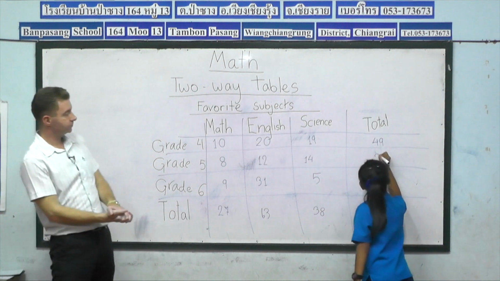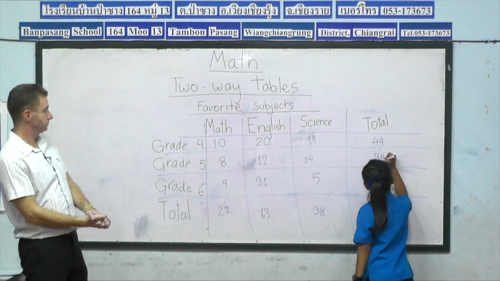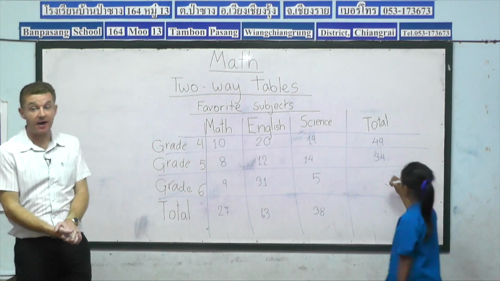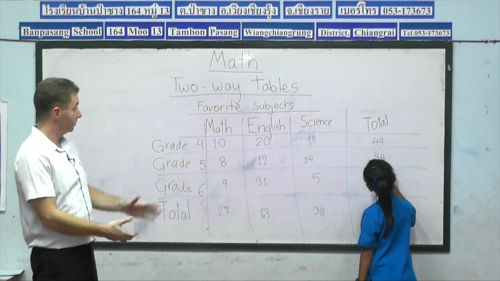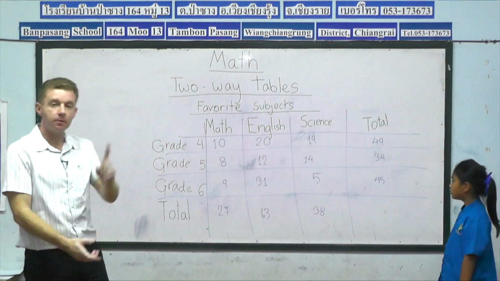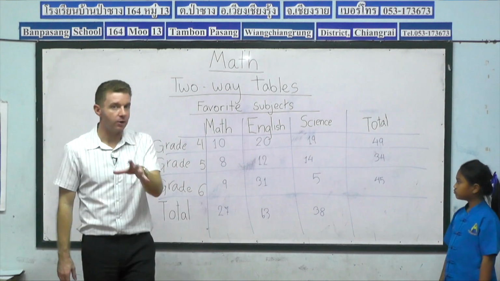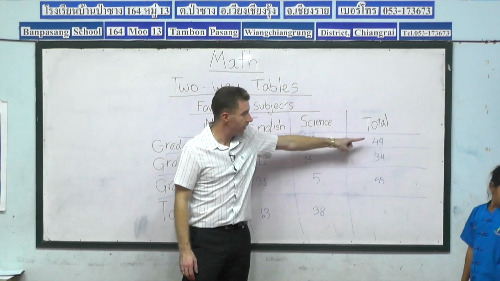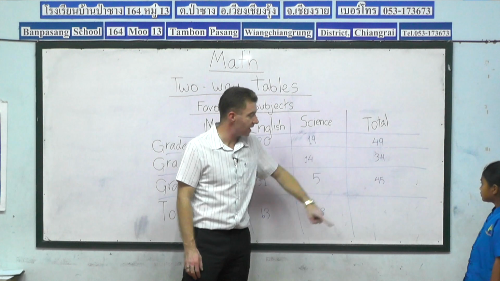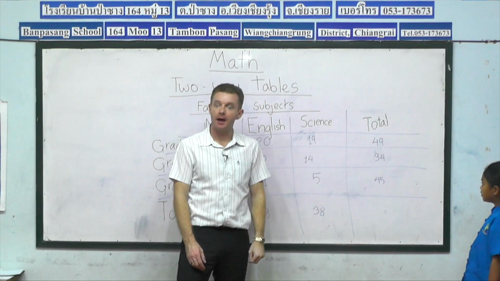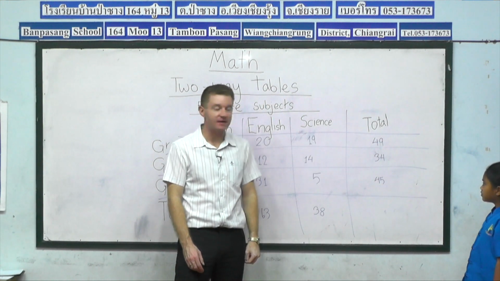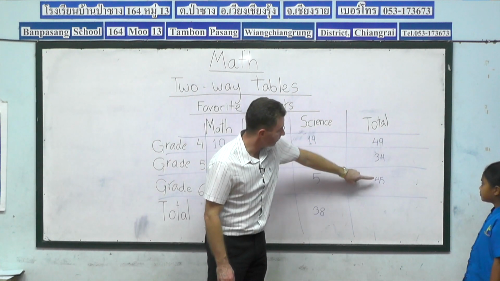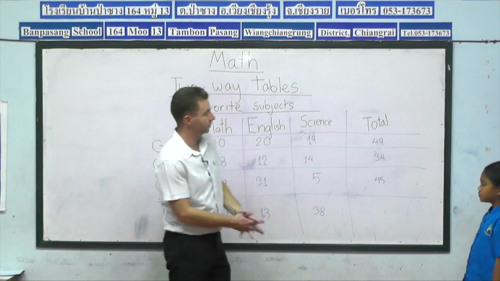34. And then finally, grade 6, 45. Okay, so we've now done both ways, but now comes the big total. What we can do now is take the 3 sets of students, grade 4, grade 5, grade 6. How many students altogether? 49 plus 34 plus 45.